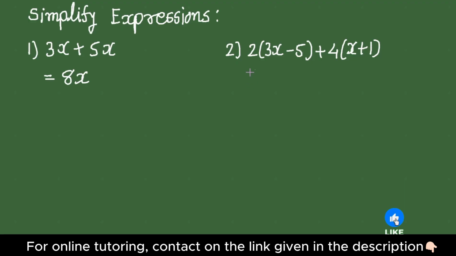Now in the second expression, we have to multiply this 2 over the bracket 3x minus 5, and we need to multiply this 4 over the bracket x plus 1. So 2 times 3 is 6. So 2 times 3x will be 6x. Minus 2 times 5 is 10.